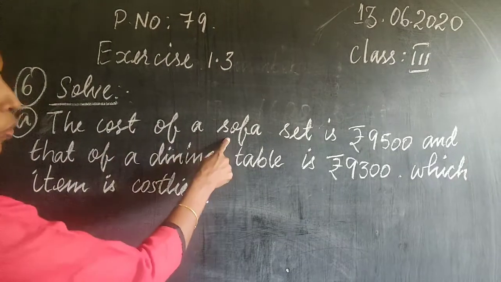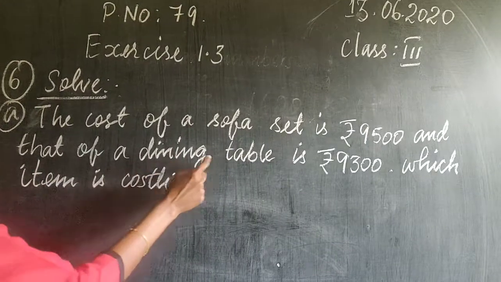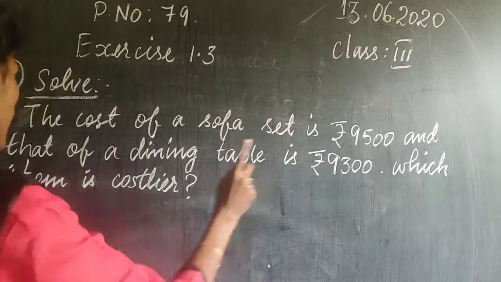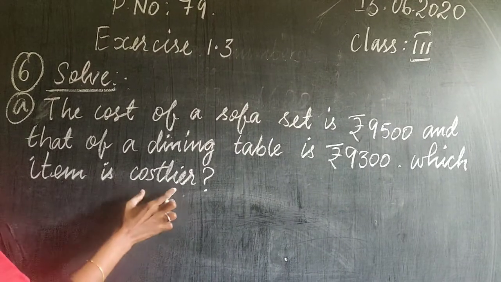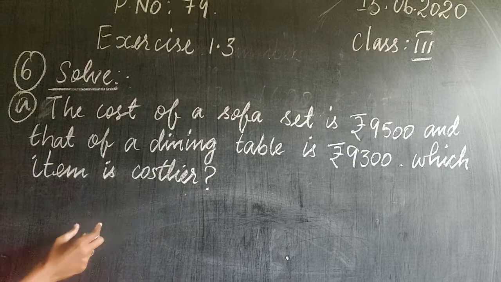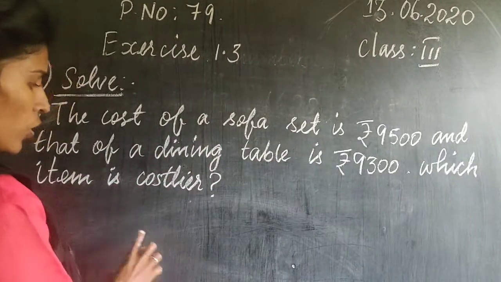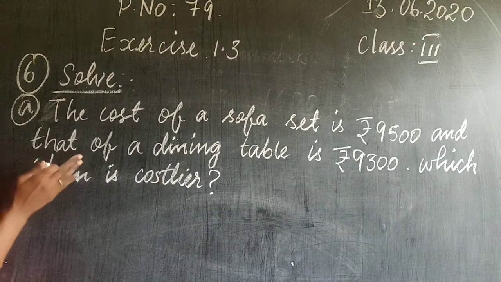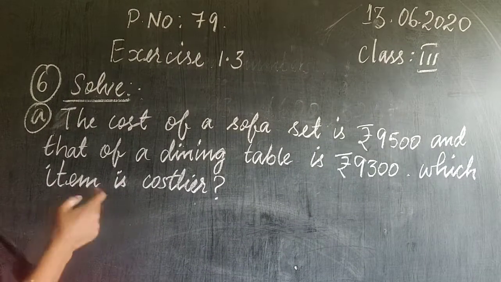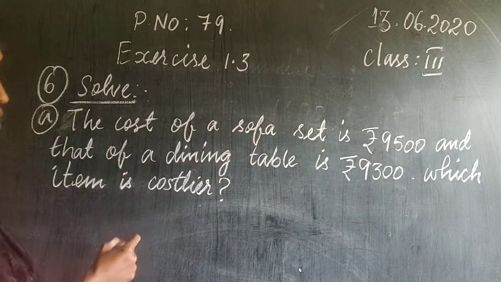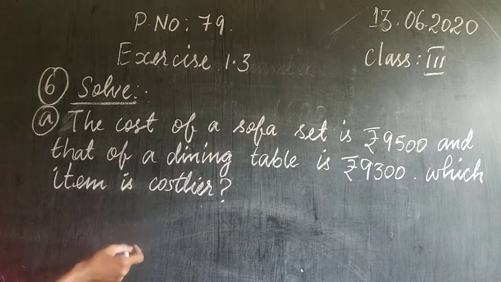The cost of a sofa set is rupees 9,500 and that of a dining table is rupees 9,300. Which item is costlier? When they ask like this, which item is costlier, that means you have to compare and say which has the higher price. First let us write the statement. For a word problem, you compulsorily have to write the statement. You cannot write the answer directly. I am stressing and telling you, you have to write the statement.